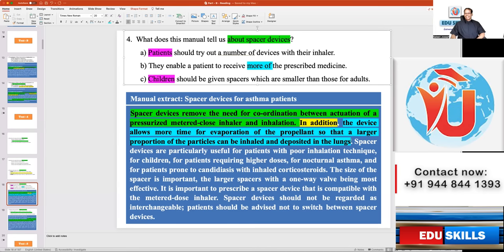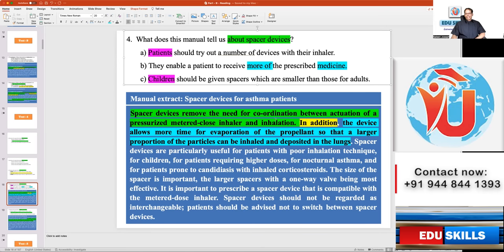larger proportion is the synonym of more. Okay, so the answer is here. Larger proportion of the particles. Particles is medicine. Is it clear? Particles can be inhaled and deposited in the lungs. They are inhaling the medicine, the particles in the inhaler, right? Yes, Father. Spacer devices are particularly useful for patients with poor inhalation technique. Other things are the explanations given.